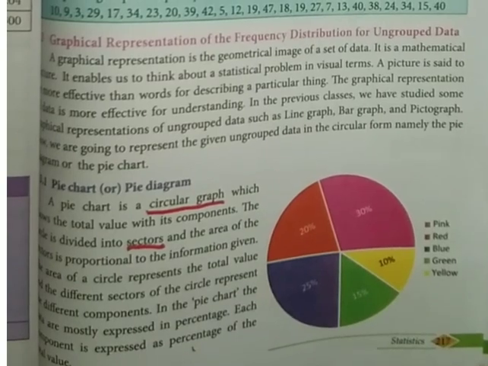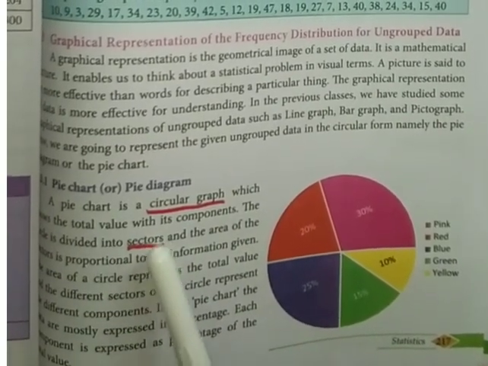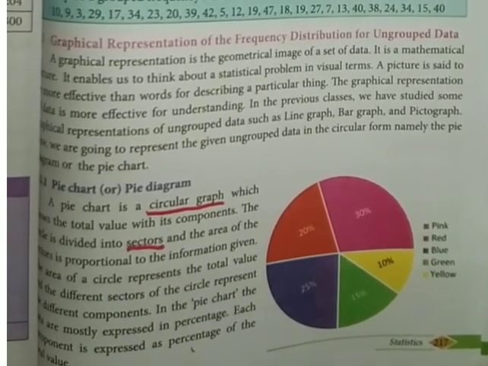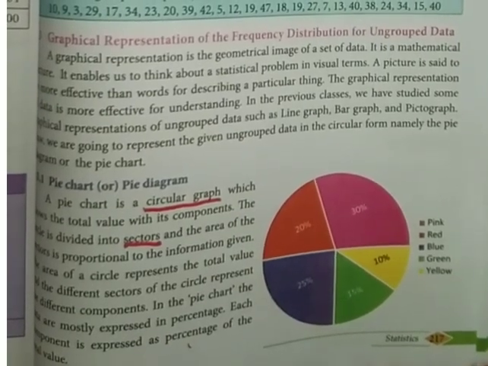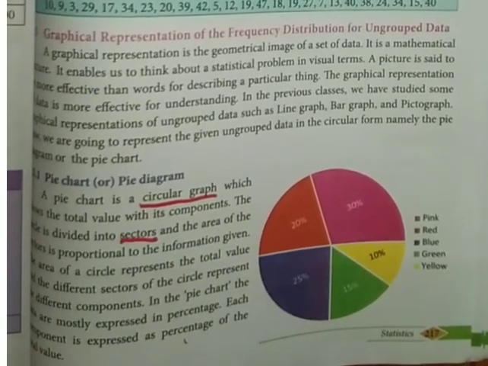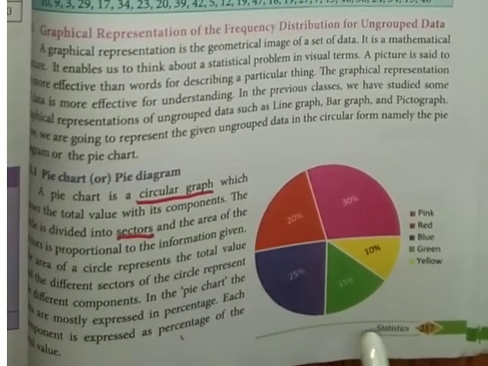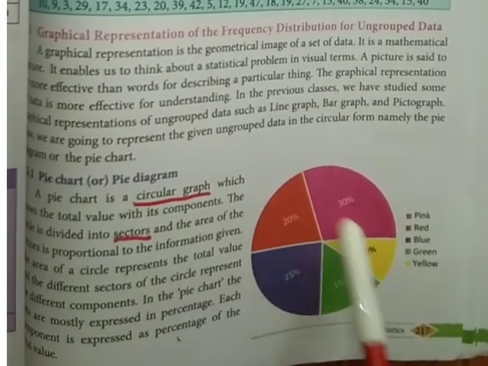So let us see what is a pie chart or pie graph. Already we have learnt a pie chart is a circular graph. It is just a circular graph. Pie charts are divided into a number of parts to show the composition of a whole. In a pie chart, we are going to represent the data in a circle. A circle graph shows the relationship between a whole and its parts.